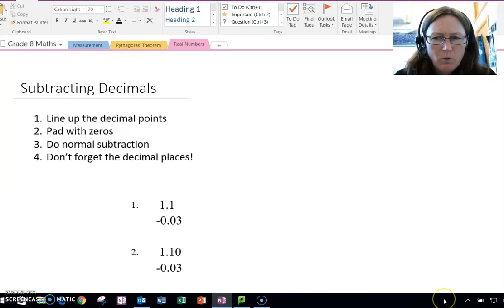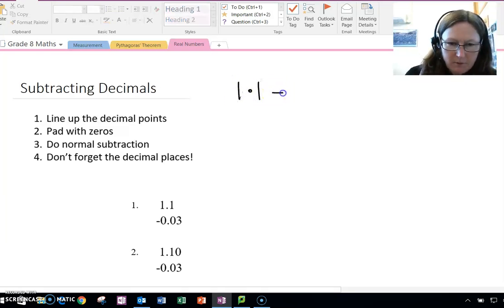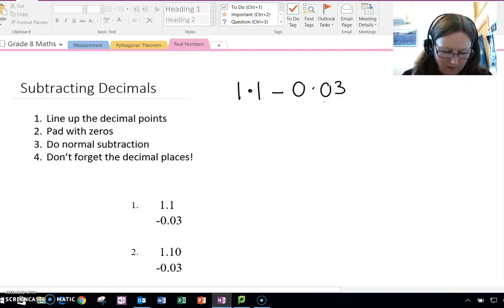Okay folks, let's look at what happens when we want to subtract decimals. So if I have 1.1 subtract 0.03, the first step, I write it and I line up my decimal points. In other words, the decimal point here is directly above the decimal point here. So that's what I mean by line up decimal points.